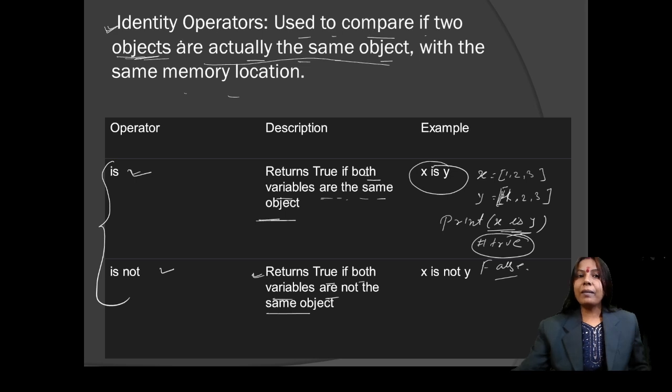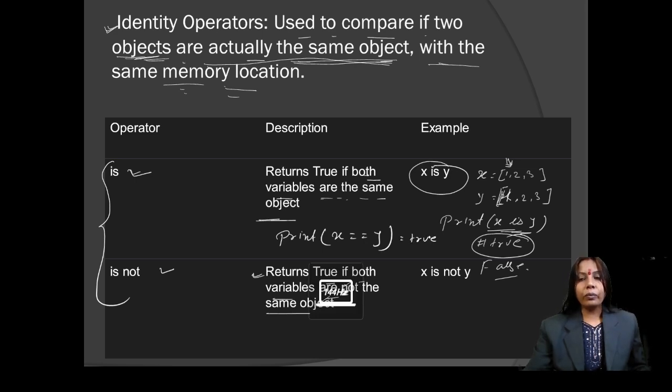Why? Because this compares whether two objects are actually the same object with the same memory location. Whatever elements we store must reserve the same memory location in our computer system. If you use the equal to operator, print x equal to y, this provides true. Why? Because this compares your assigned values, like 1 1, 2 2, 3 3. So in this case this provides true.